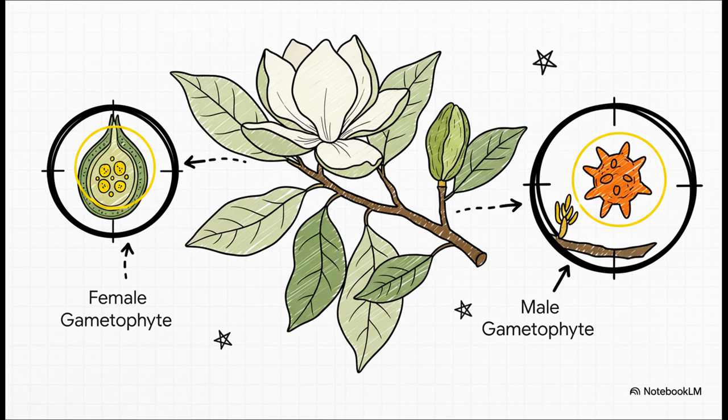So where did the gametophyte go? It's been shrunk down to almost nothing. The female gametophyte is just a few microscopic cells, totally hidden and protected inside the sporophyte's ovule. And the male gametophyte? Get this, it's the pollen grain. It's not a plant anymore. It's just a delivery vehicle for sperm.